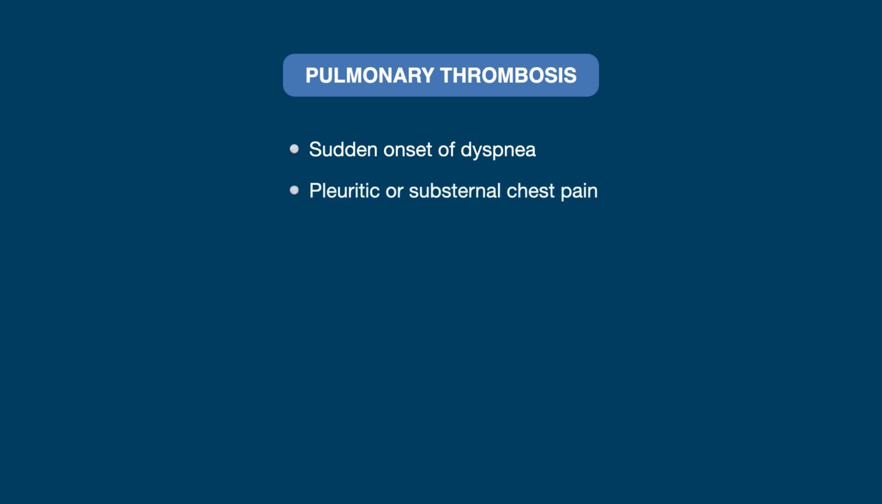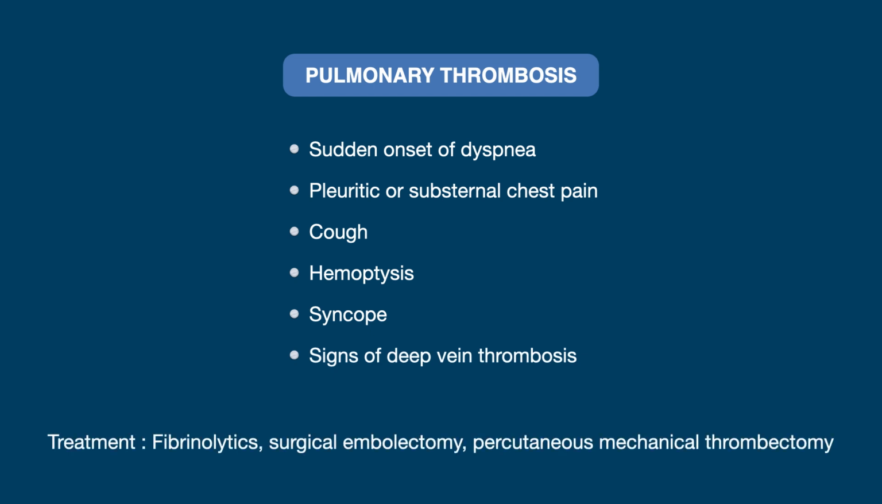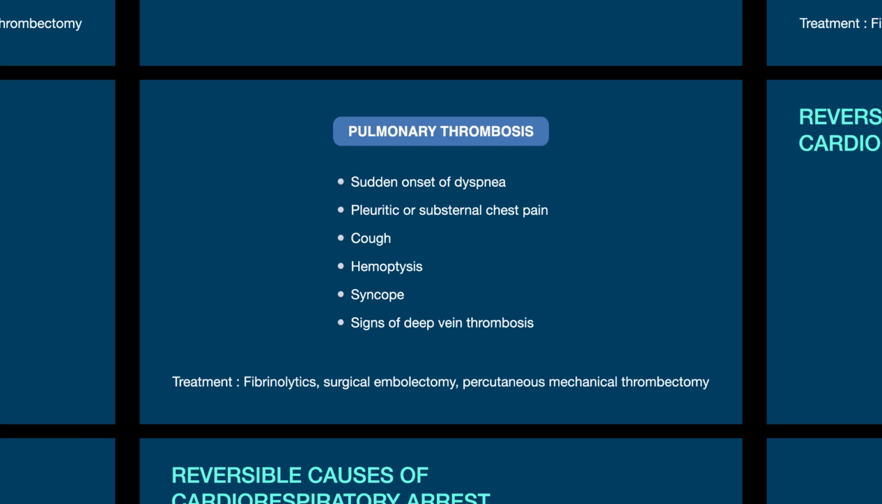Cardiac arrest from acute pulmonary embolism is the most serious clinical presentation of venous thromboembolism, in most cases originating from deep vein thrombosis. Common symptoms preceding cardiac arrest are sudden onset dyspnea, pleuritic or substernal chest pain, cough, hemoptysis, syncope, and signs of deep vein thrombosis. Specific treatments for cardiac arrest resulting from pulmonary embolism include administration of fibrinolytics, surgical embolectomy, and percutaneous mechanical thrombectomy.